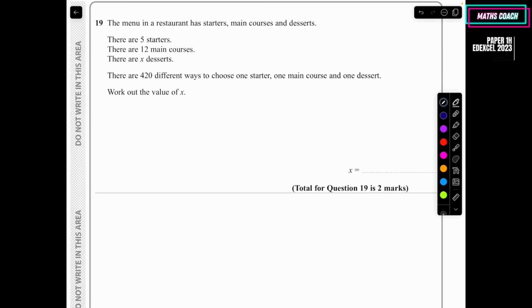All right, next question, number 19. The menu in a restaurant has starters, main courses, and desserts. There are 5 starters, 12 mains, and x desserts. There are 420 different ways to choose 1 starter, 1 main course, and 1 dessert. Right, these questions are actually very straightforward. So you've got your starters, which is 5 of those, times your 12 main courses, times your desserts, and that should equal 420 different ways. And you want to find the value of x.